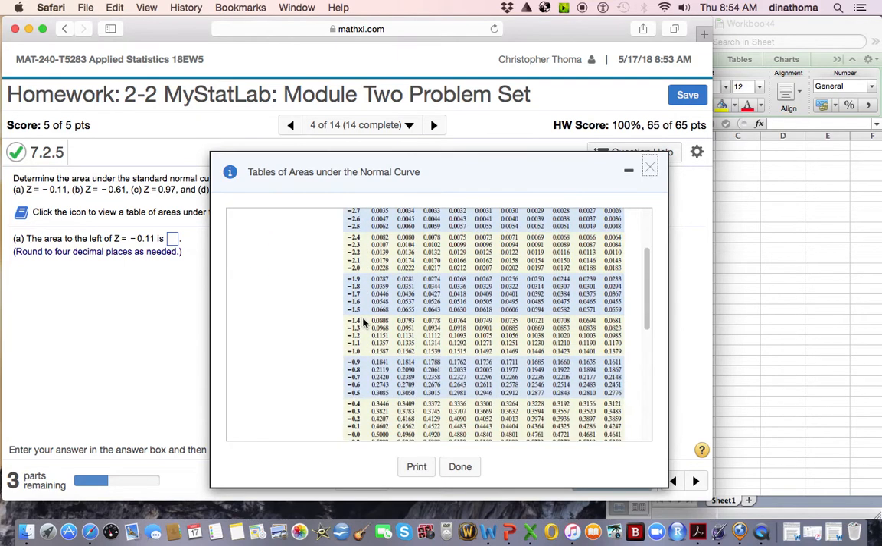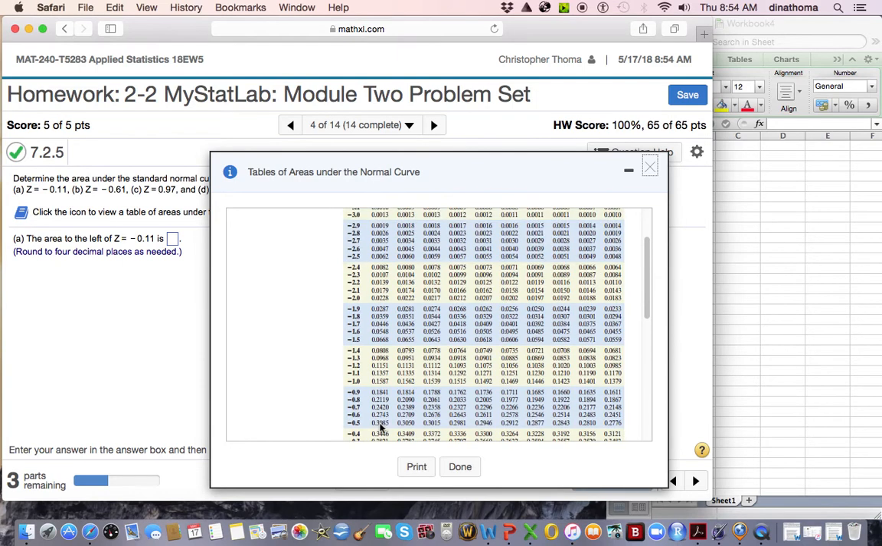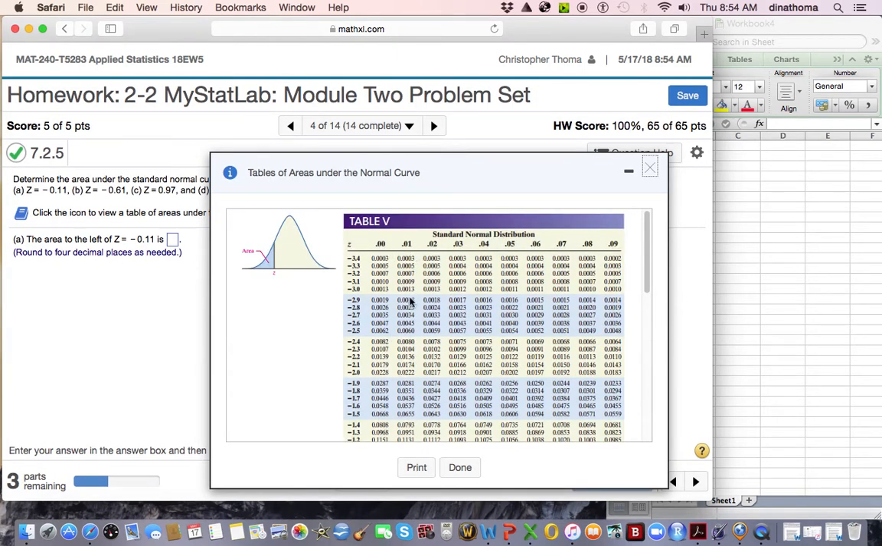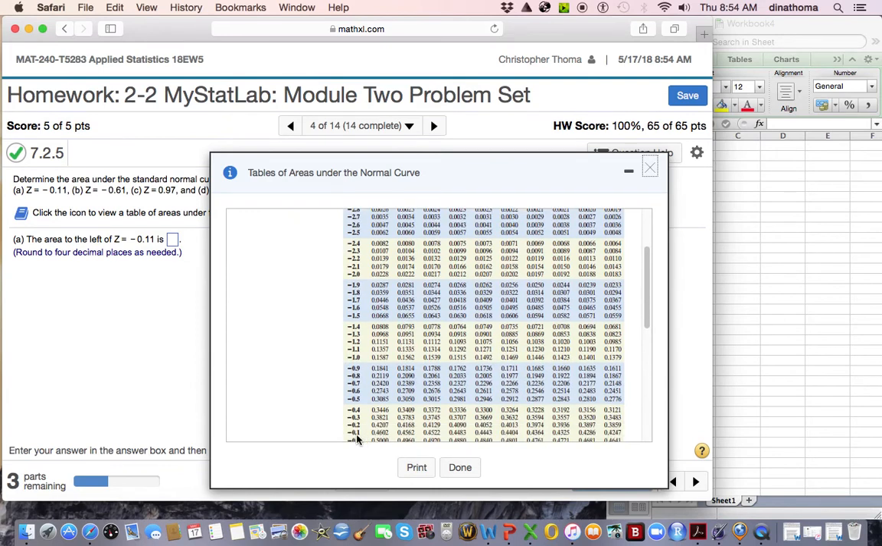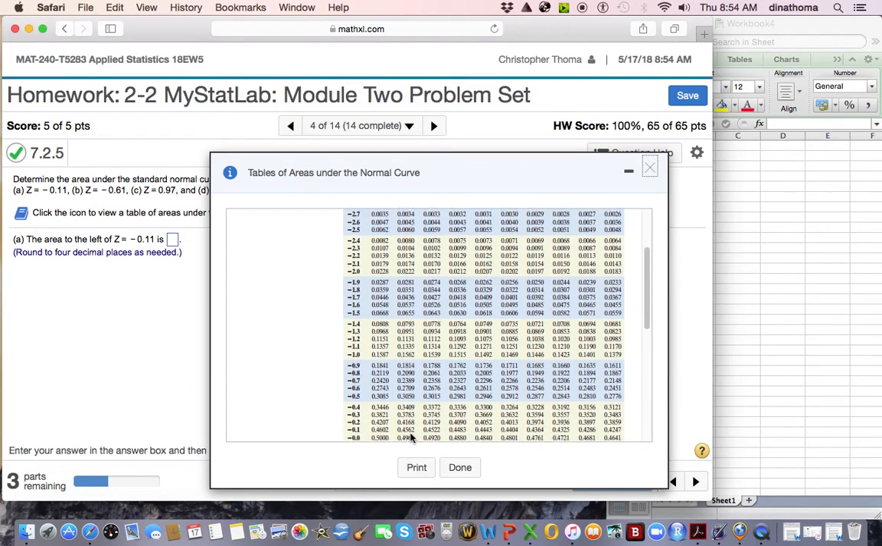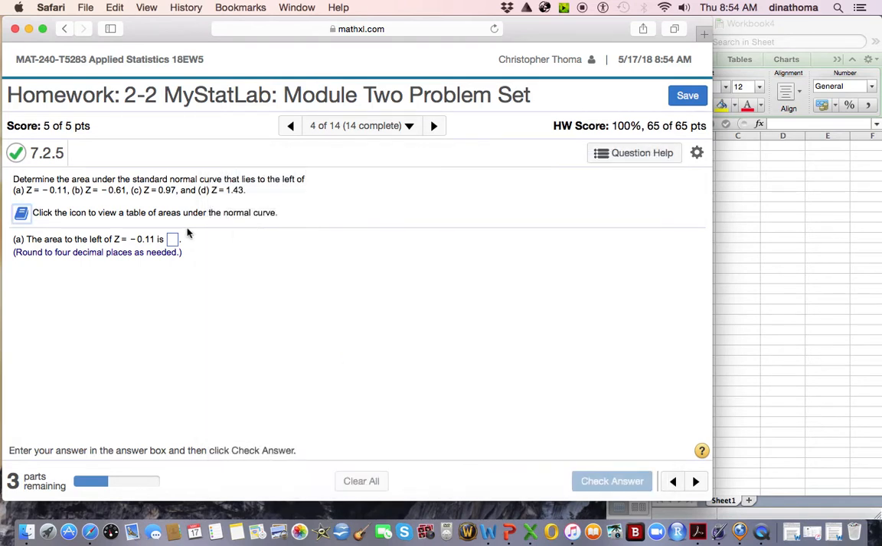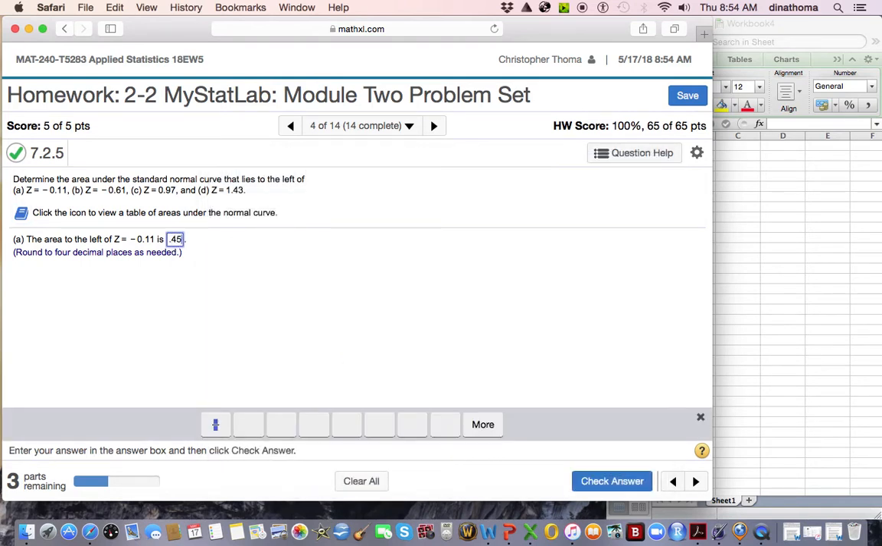So we scroll down, we find negative 0.1, and then we got to scroll back up so you can see this is 0, this is 1. So I'm in the second column. So negative 0.1, second column 1. 0.4562. And see, again, 4 decimal places.